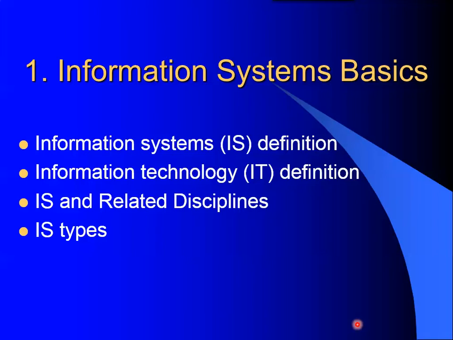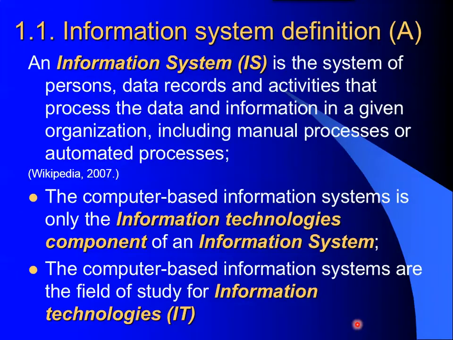So, the first question: I will try to present information about the definition, classification, and areas of study under information technologies, and the major classification of information systems. In short, in a very brief and simple way, an information system records activities and processes data and information in a given organization, including manual and automated processes. Despite its relatively old definition, it's still correct.